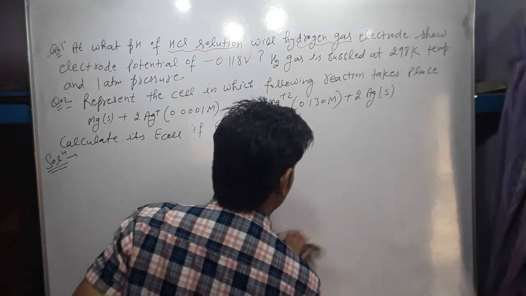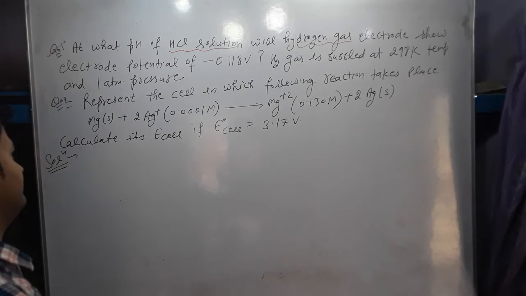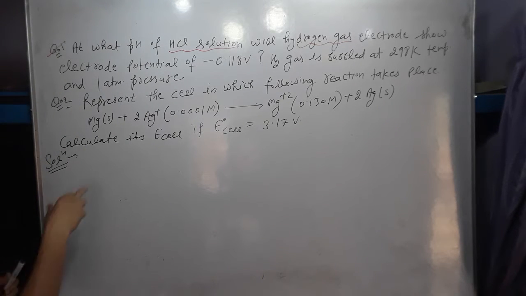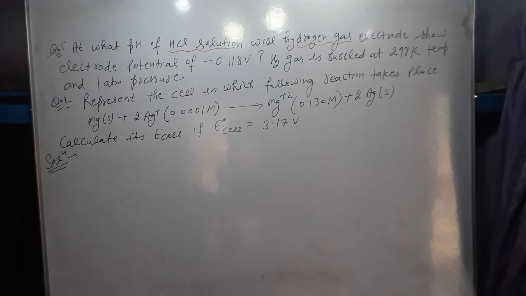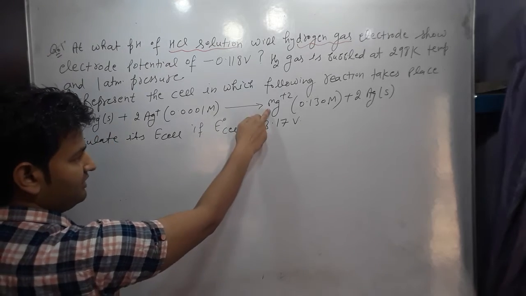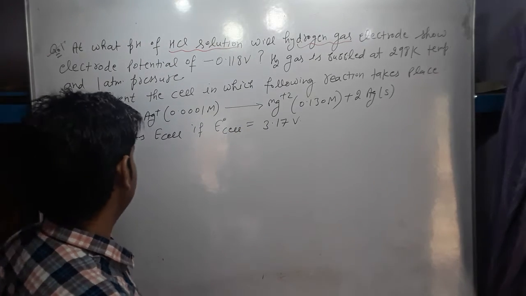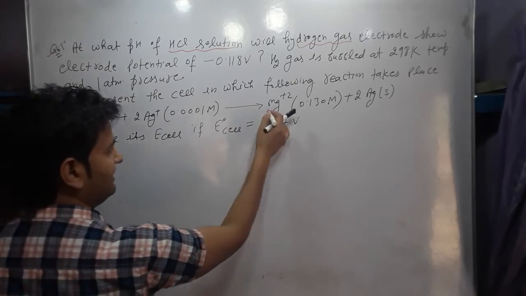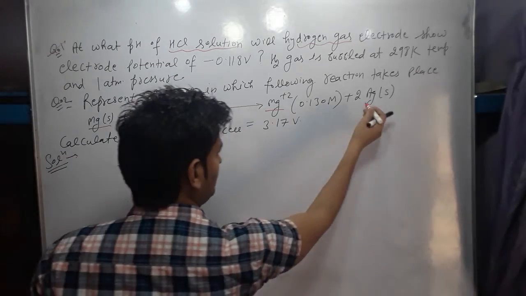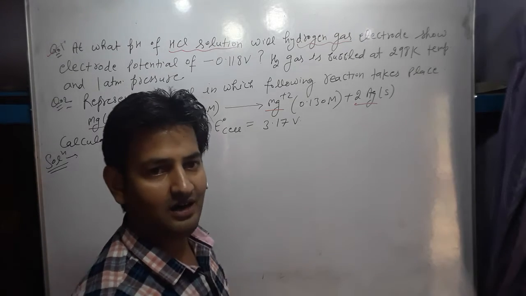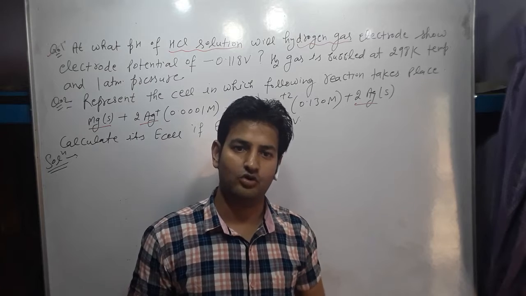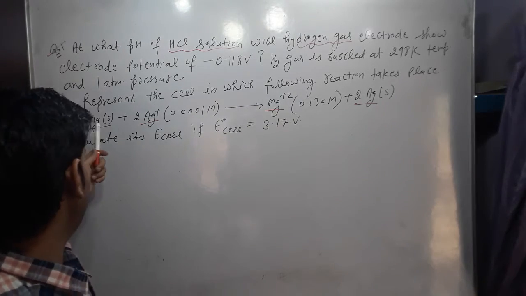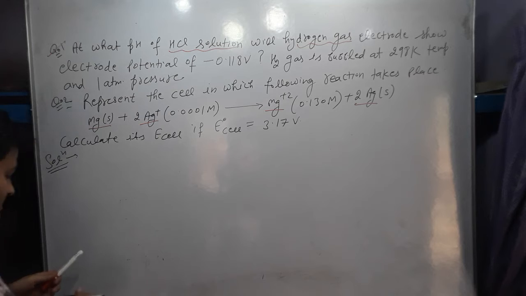The next question is to represent the cell in which the following reaction is taking place. We have been given a cell reaction, and we have to represent it in the form of a cell. So magnesium undergoes oxidation, it converts from magnesium to magnesium ion, and silver undergoes reduction. According to LOAN and RRCP, LOAN means left side oxidation acts as the anode and it is negative. So the element which undergoes oxidation is written on the left hand side.